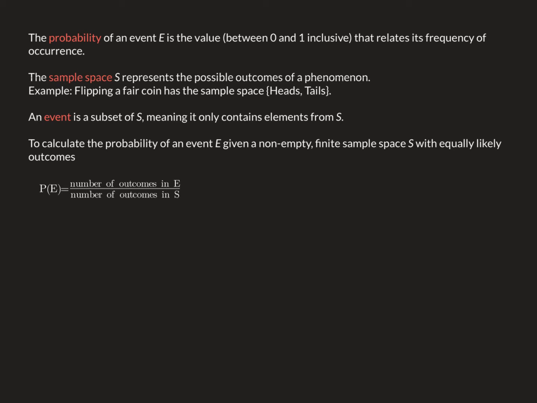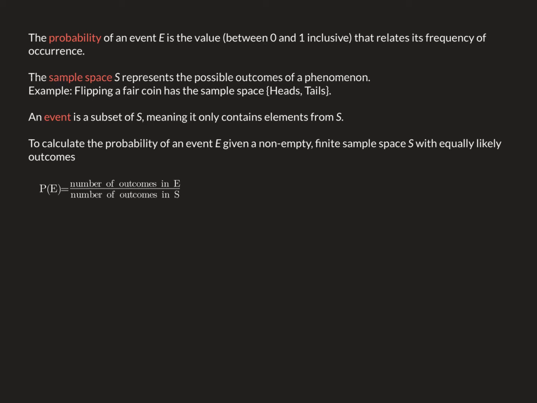So to calculate the probability of an event E, given some non-empty, finite sample space S, what that means is there are some elements in S, but they are a countable number of elements, and they all have equally likely outcomes. So to calculate the probability that event E occurs, you take the number of elements in set E, and you divide it by the number of elements in set S.